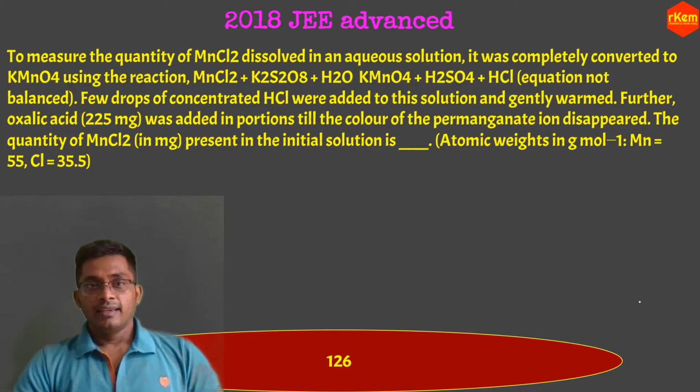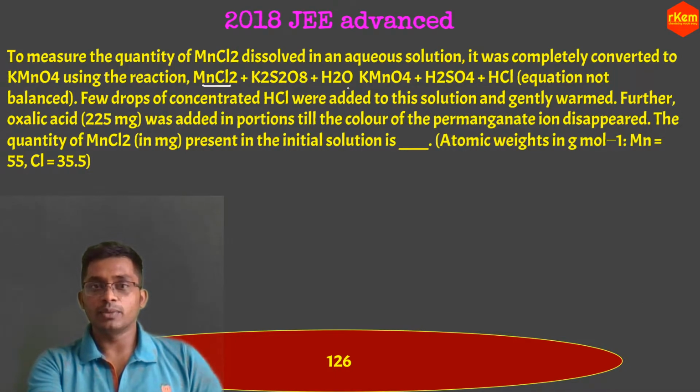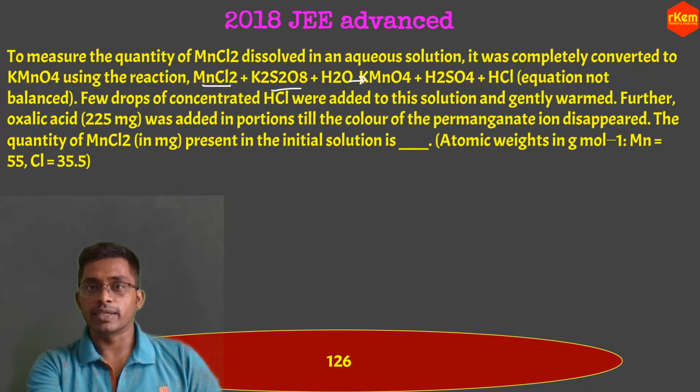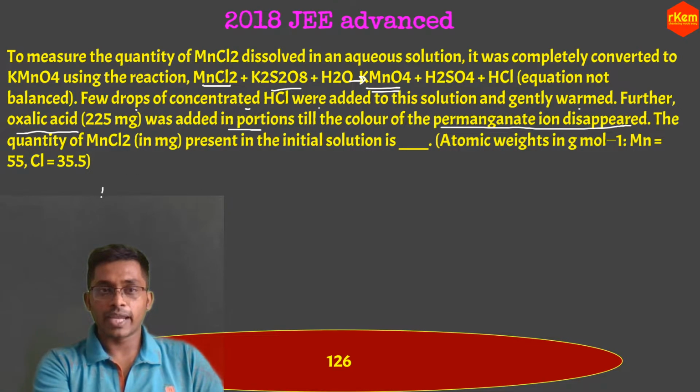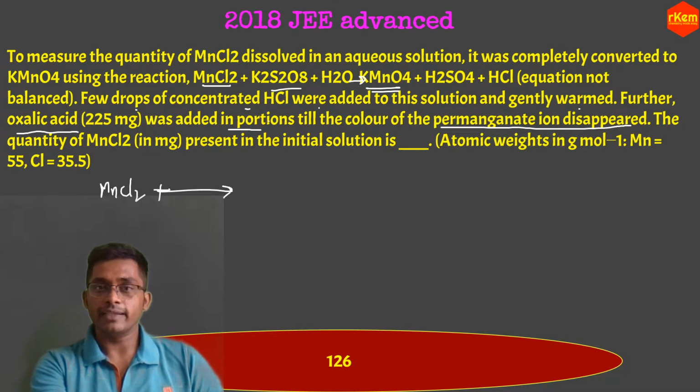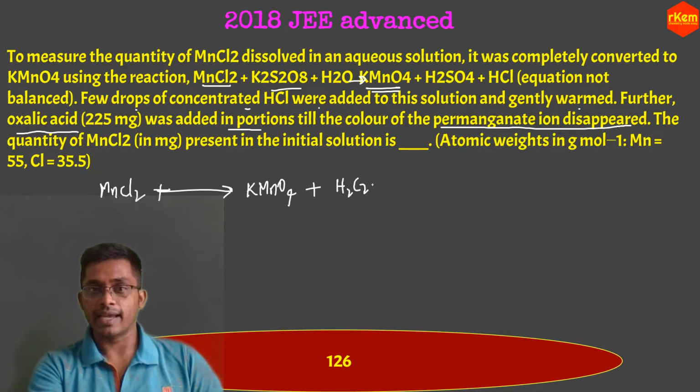Next, look at the other numerical. It is framed from d block elements and very simple. MnCl2 is oxidized to give KMnO4. Okay. So what they are asking, a few drops of concentrated HCl were added to the solution and gently warmed. Further, oxalic acid was added till the color of permanganate ion disappeared. So this is a hint. So MnCl2 plus K2S2O8, it is the oxidizing agent. Finally, it is giving KMnO4, and this KMnO4 reacts with oxalic acid.